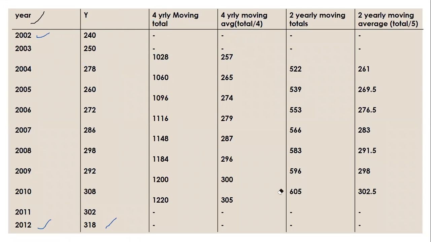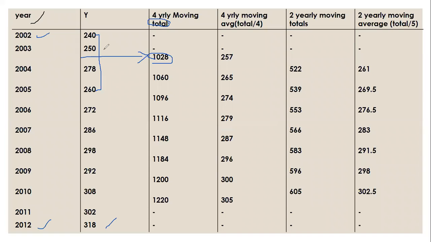So for 4 years, the technique remains the same. We are going to take 4 numbers and first find the total. It is not the average. First we will find the total. So 240, 250, 278 and 260, Y1, Y2, Y3, Y4. The total is 1028. If you see, 1028 is written in between 250 and 278.